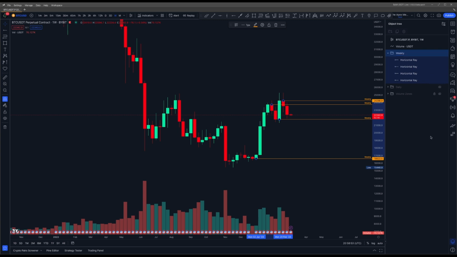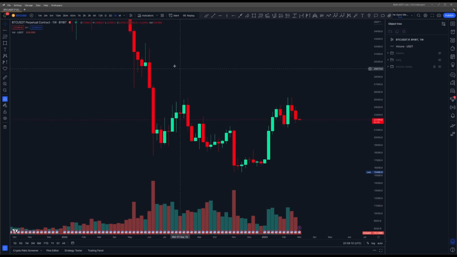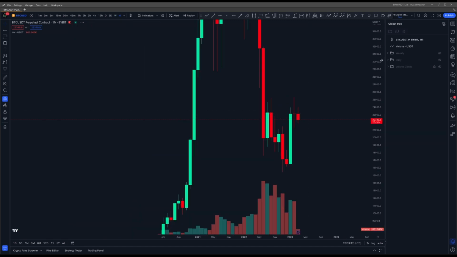Now I found over the years that the higher the time frame, the more significant the level. So a weekly level will probably be more respected than the daily level, and the monthly will be more respected than the weekly level and the daily level. So a nice segue brings us onto the monthly.